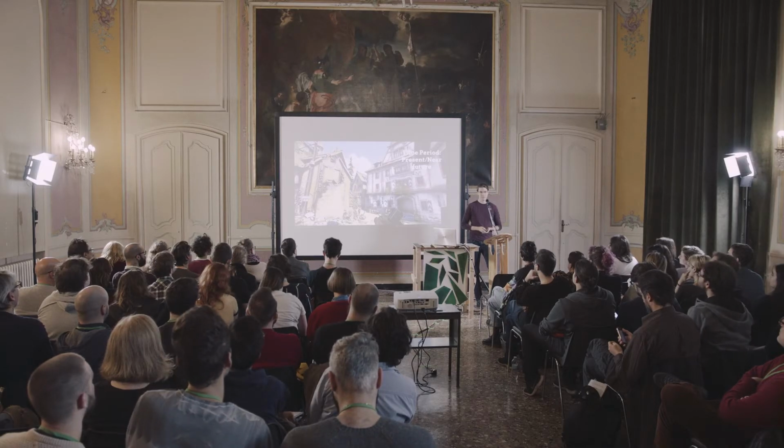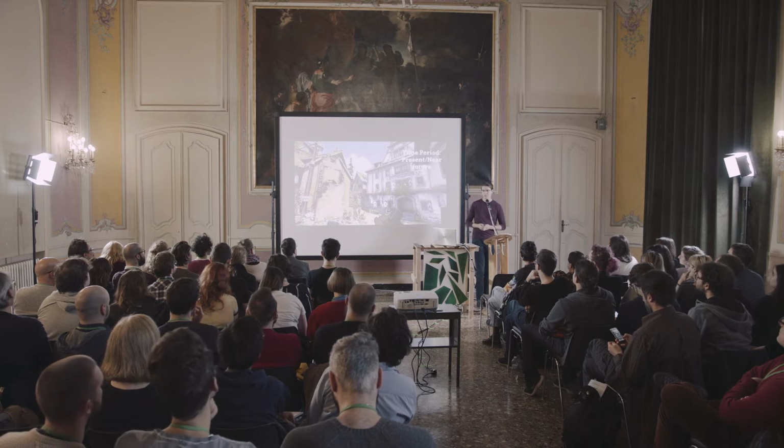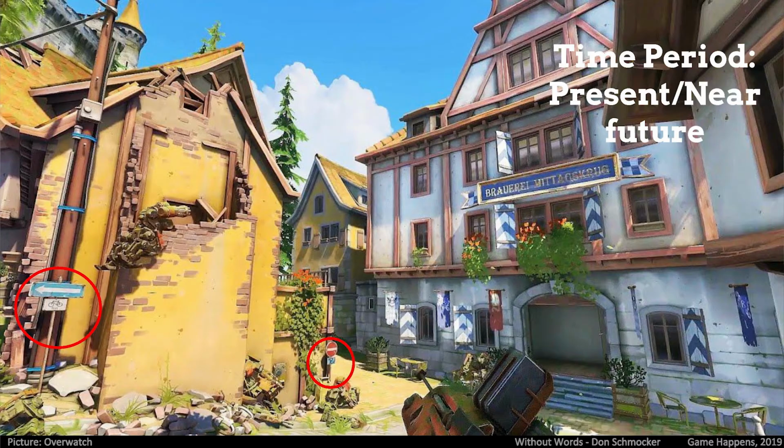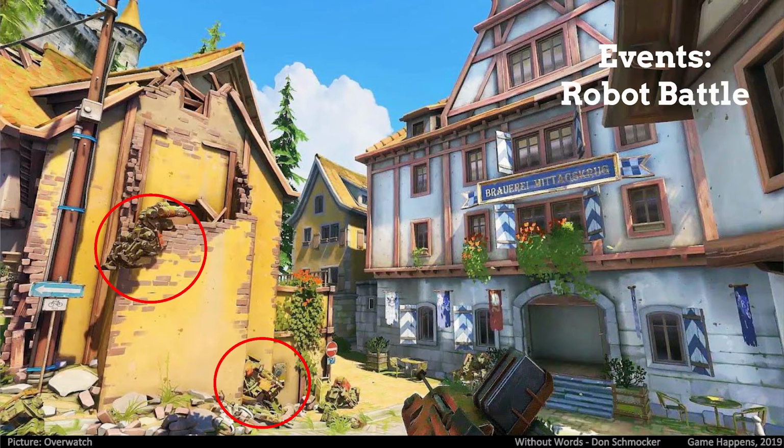It has old buildings, but is it in the Middle Ages? No. There are some traffic signs there that can give us the information. Oh, it's probably around the present, and in this case, the near future. Then we see some destroyed robots hanging around, which are a bit hard to see on the screen, and this tells us there was a fight with these robots, and the fact that they are overgrown with moss tells us that this didn't happen very recently.